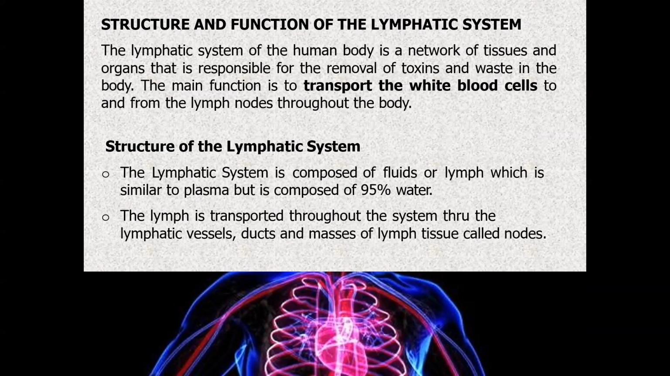Okay, so the lymphatic system of the human body is made up of network tissues and organs that is responsible for the removal of toxins and waste in the body. Okay, the main function or the primary function of our lymphatic system is to transport white blood cell to the site of infection from the lymph node. Okay, all throughout the body. Okay, take note, lymphatic system is a part of your immune system and a complementary system for your circulatory system. So when we say complementary, they support each other.